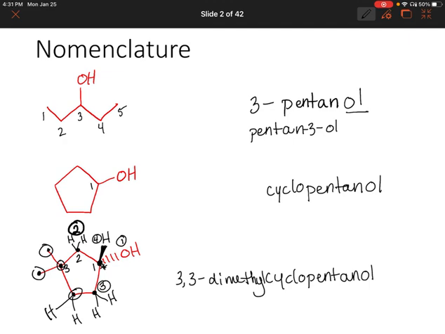All right, so now let's draw a circle from 1 to 2 to 3, and is that going to the left or to the right? To the left. So we would assume that this is S, but hydrogen is coming out towards us. So that means we have to flip it, right? If the lowest priority group is coming out towards you, your assignment is actually the opposite. So this would be R. So we'll put R in parentheses in front. So this is (R)-3,3-dimethylcyclopentanol.